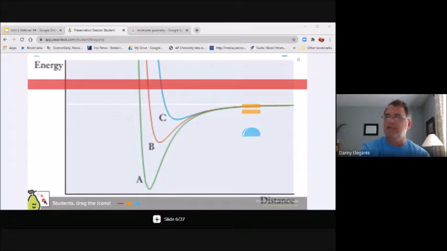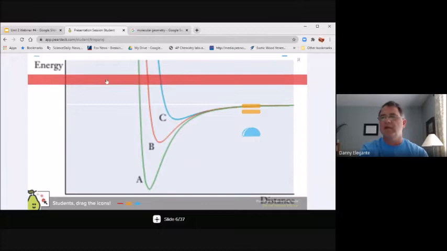That red dash is the big red line up top. So you can drag the red line to wherever you think the single bond is, either A, B, or C. Drag the equal sign to where you think the double bond is, and then drag the taco to where you think the triple bond is.